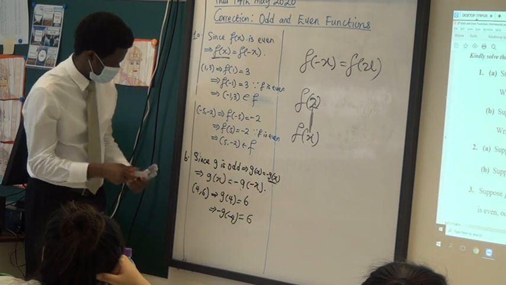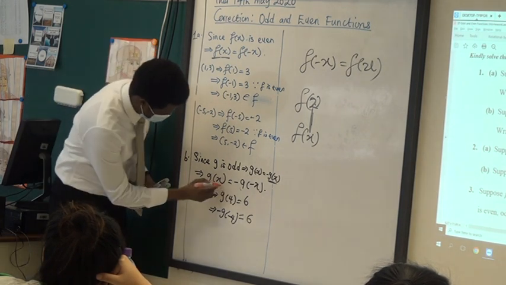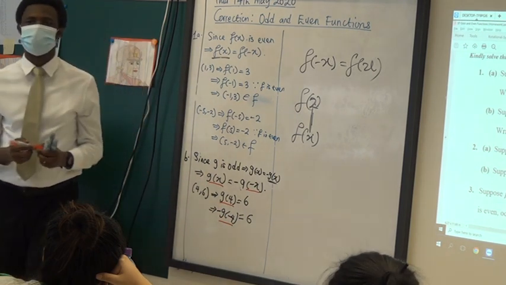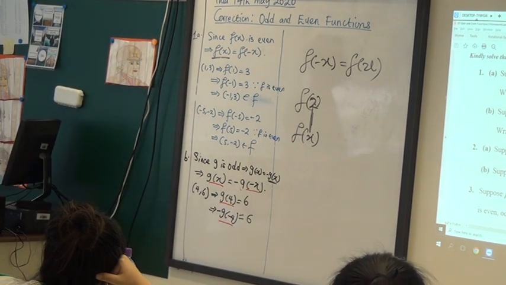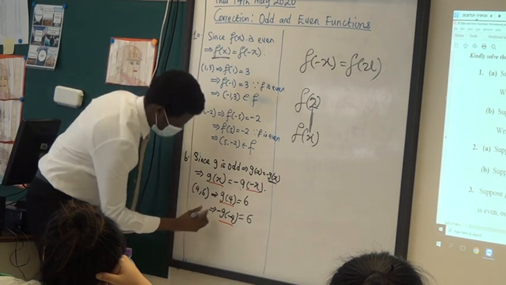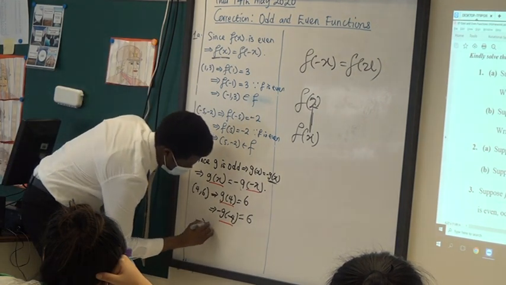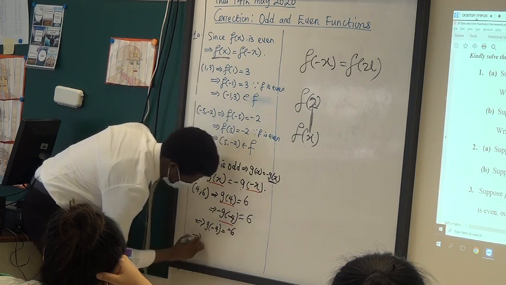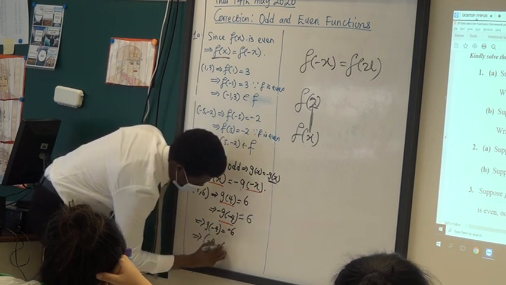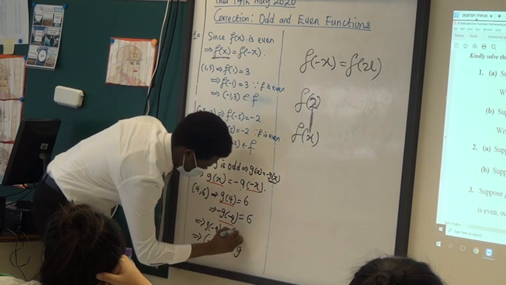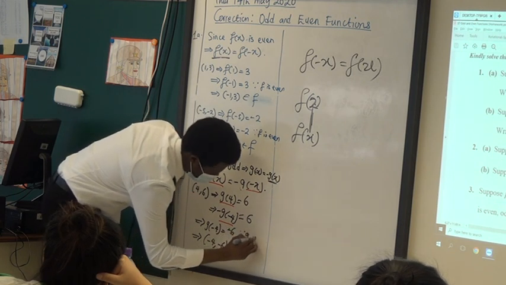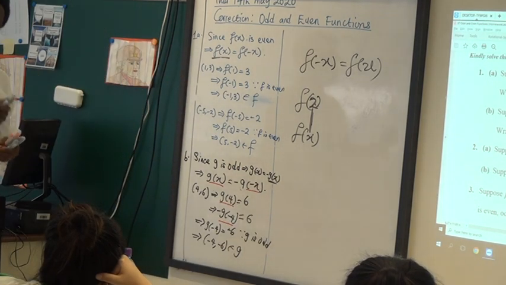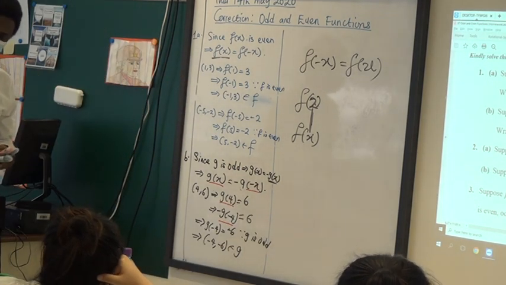So what I have done here, this point and this, I have used here and here. Can we see that? So then the minus goes away. So g of negative 4 equals what? Negative 6. So what is the point? Minus 4 minus 6 is also a point in g. This is because g is odd. Are you confused? You understand?